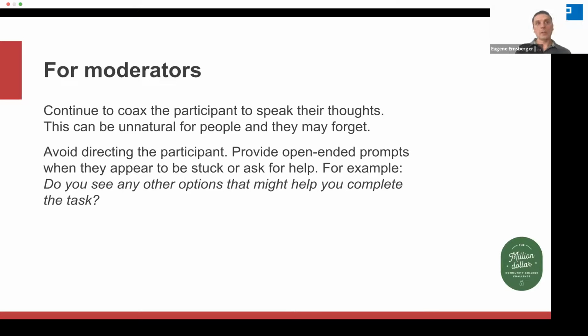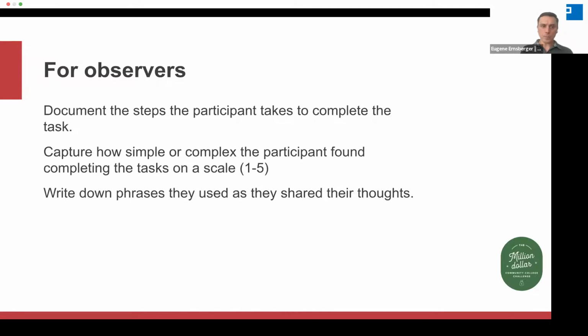And so if a participant gets stuck, this happens often. You've given them a task and they feel like they don't know what to do next. So our instinct as humans is to help because we know the answer, but also they may ask for help. Rather than provide the direction, you actually just want to give them some open-ended prompts, like, do you see any other options that might help you complete the task, or things along those lines.